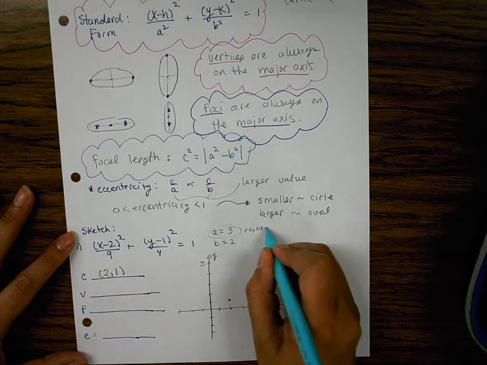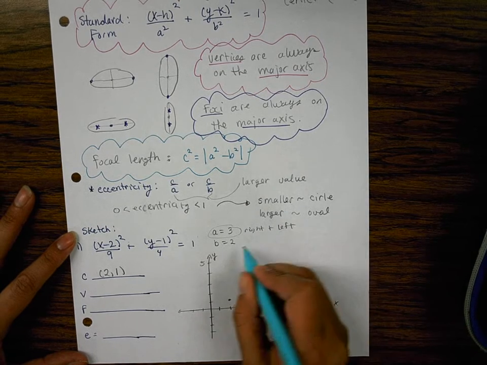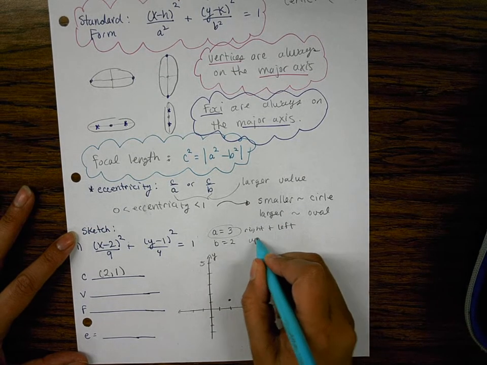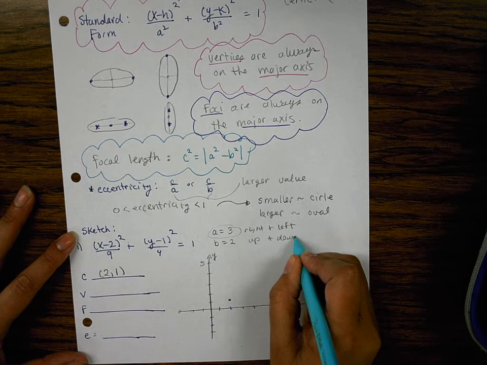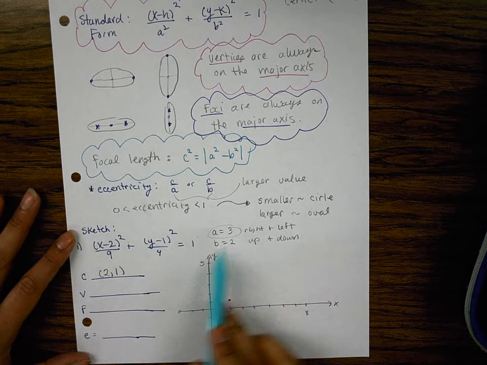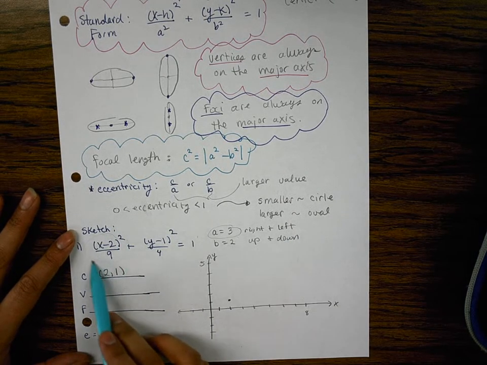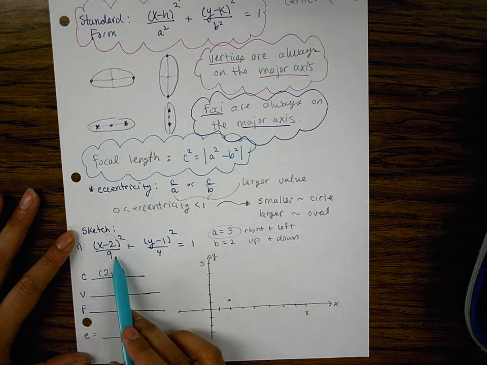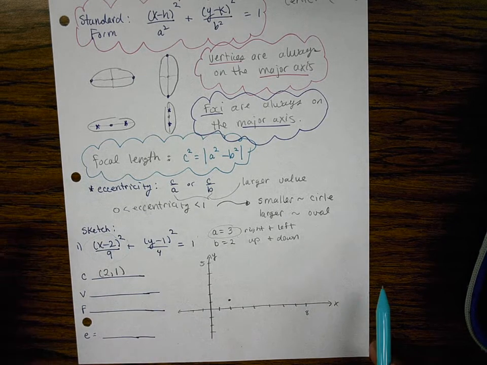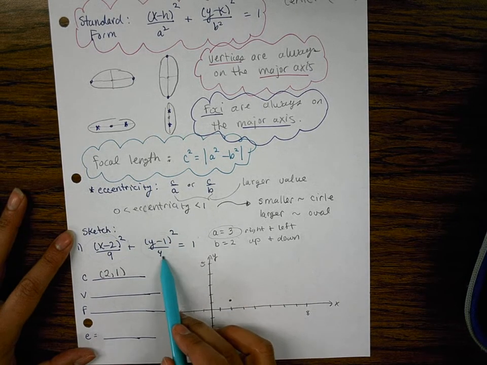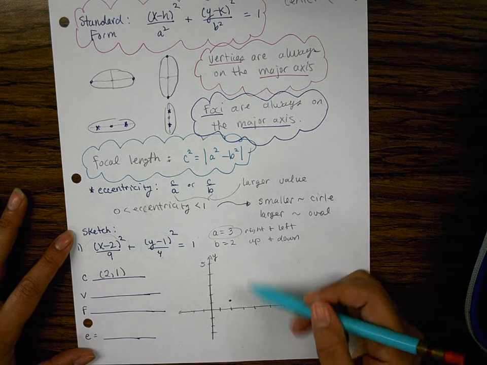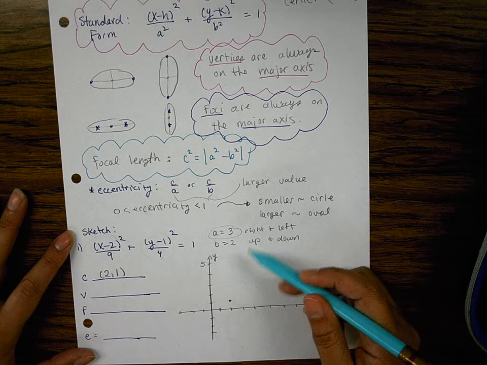Center, center is 2, 1. So I go over 2, up 1. And then the A value tells me how far right and left I'm going to move from the center. And the B value tells me how far up and down I'm going to move from the center. I just think of it as A is with the x.